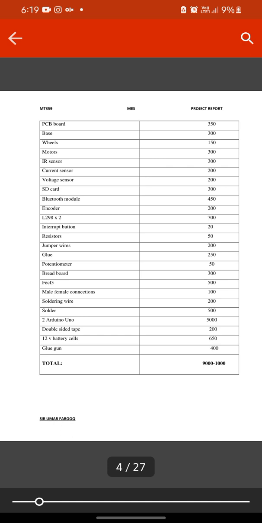Then the Bluetooth module, encoder, and L298. Actually we used two L298 motor drivers because the first one was burned, so we used a second L298. Then the interrupt button, resistors, jumper wires, glue, potentiometer, breadboard for prototyping, FeCl3 chemical for etching of the PCB board, male and female connections, soldering wire, solder, and two Arduino Uno boards because we had just one and we bought another, so we have two Arduino Unos and made two PCBs to make our line follower work. Also double-sided tape, 12-hour battery cells used to power the Arduino and motor driver, and a glue gun, which comes to a total cost of 9,000 to 10,000 rupees.